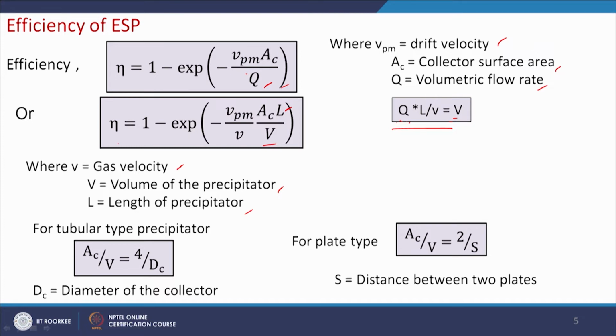Then efficiency is equal to 1 minus exp(minus Vpm Ac). Now, Q is replaced by this relationship, so small v into capital V, and in the numerator we are getting Ac into L.